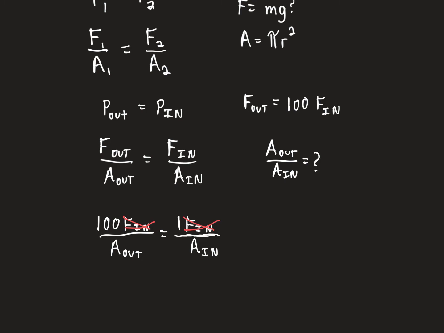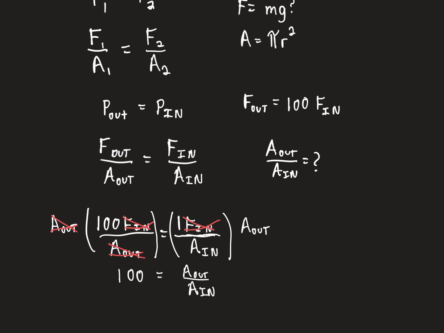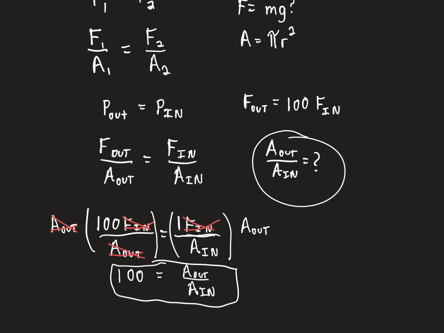What was that? Multiply times A out? Is there a reason to do that, or are we just trying stuff? I think there's a reason to do that. So multiply both sides by A out. My A out cancels on the left-hand side, and I'm left with 100. And that's equal to, now I have A out over A in. That's what I'm looking for. A out over A in equals 100. Done.